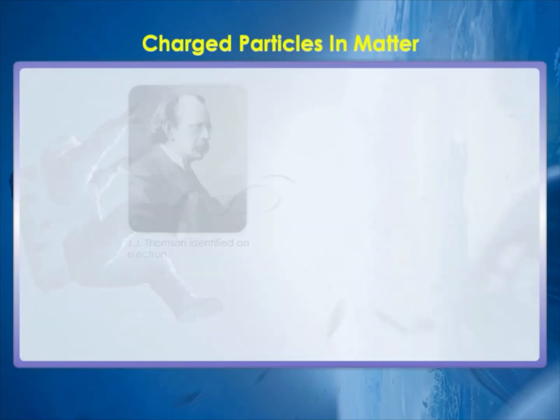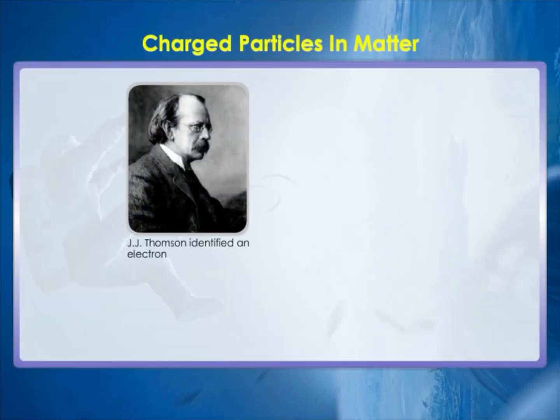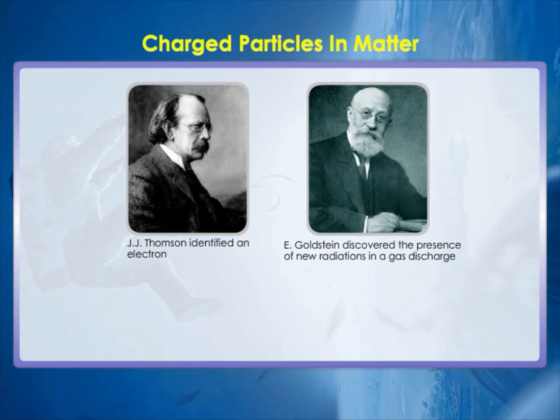Charged particles in matter. Many scientists contributed in revealing the presence of charged particles in an atom. It was known by 1900 that the atom was not a simple, indivisible particle but contained at least one subatomic particle, the electron, identified by J.J. Thomson. Even before the electron was identified, E. Goldstein in 1886 discovered the presence of new radiations in a gas discharge and called them canal rays. These rays were positively charged radiations, which ultimately led to the discovery of another subatomic particle.